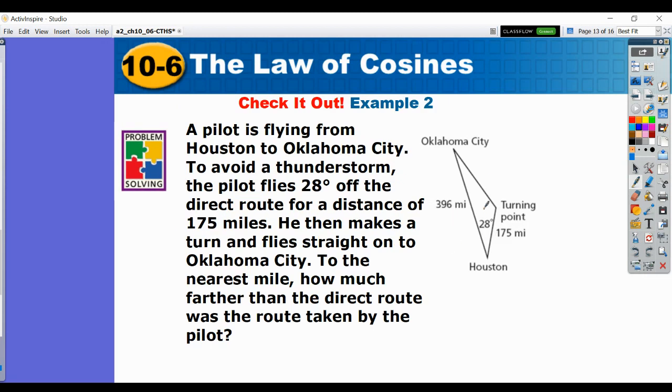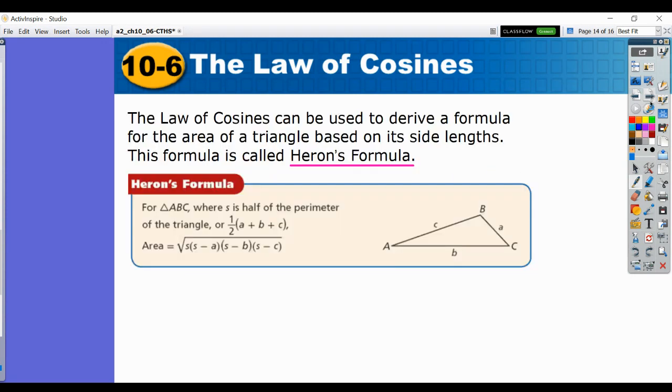This one is the same thing. I believe they're trying to figure out how far it would be to go around something versus straight. And so at the end, they want you just to subtract those to see which one's further.